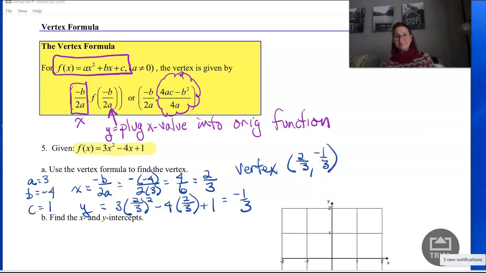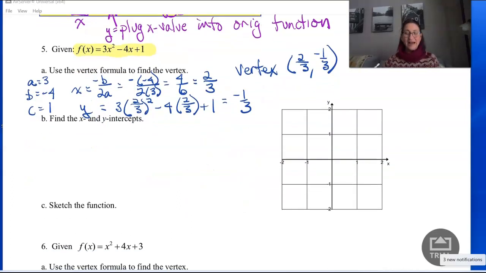That's our vertex. Okay. Now let's find our x and our y intercepts. So our x-intercept, well, we didn't put this into vertex form, so we can't use that nifty, bring our constant over, apply the square root property. That wouldn't make sense. Instead, what we're going to do is factor that original function.